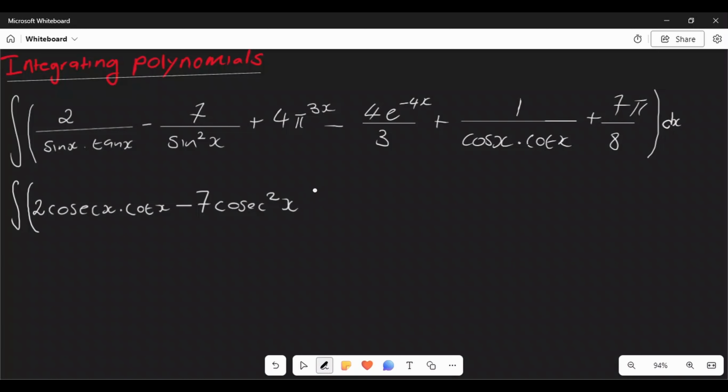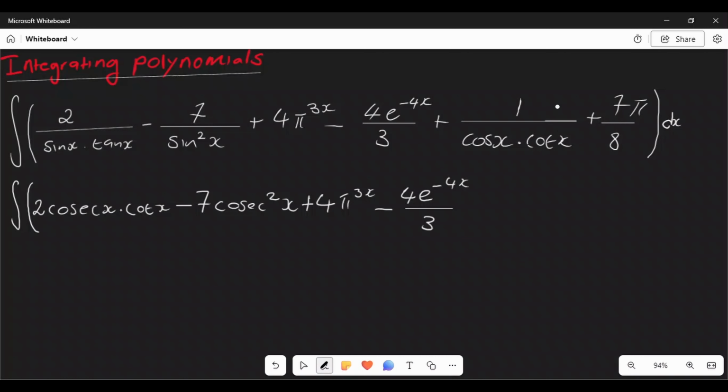Now the third term, there's nothing we can do. Everything is fine here. It's already simplified. So we just write it as it is. We have 4 multiplied by pi to the power of 3x. And then this term here, which is the fourth term, is also still fine. So we don't do anything here. We just write it as it is. We have 4 multiplied by e to the power of negative 4x, all divided by 3.